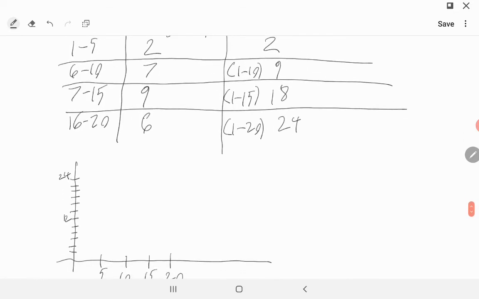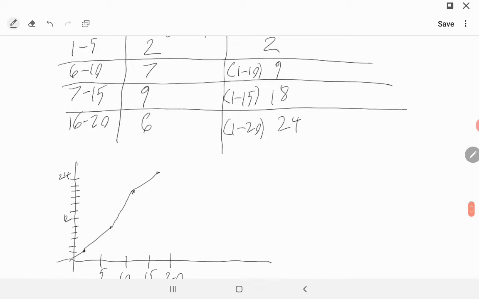And so now we know 1 to 5 is going to go up to 2. So we'll get up there to 2. Then 6 to 10, we want to go up to 9. So we'll be there. Then 1 to 15 bumps up to 18. So you jump up again. And then 1 to 20 we notice is now up to 24.